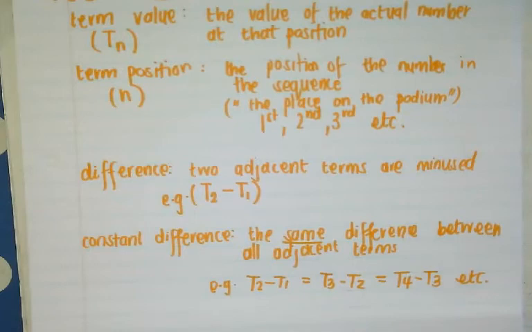Okay, so it's the same difference between all adjacent terms. For an example, T2 minus T1 is exactly the same as T3 minus T2, which is exactly the same as T4 minus T3, which is exactly the same as T5 minus T4, and so on and so forth. All those differences are precisely the same.